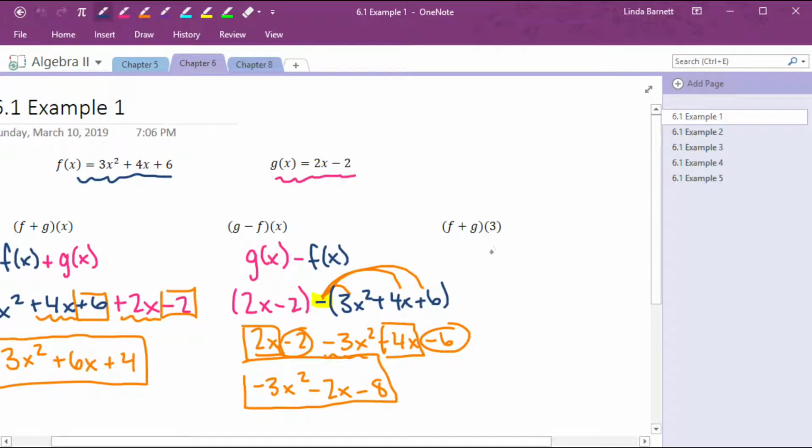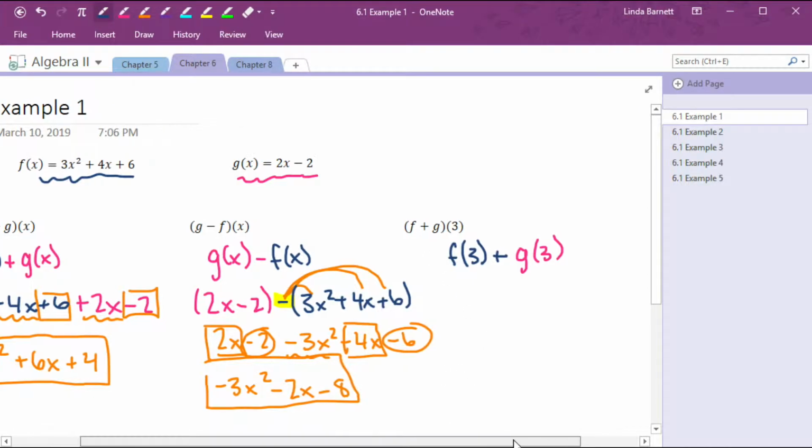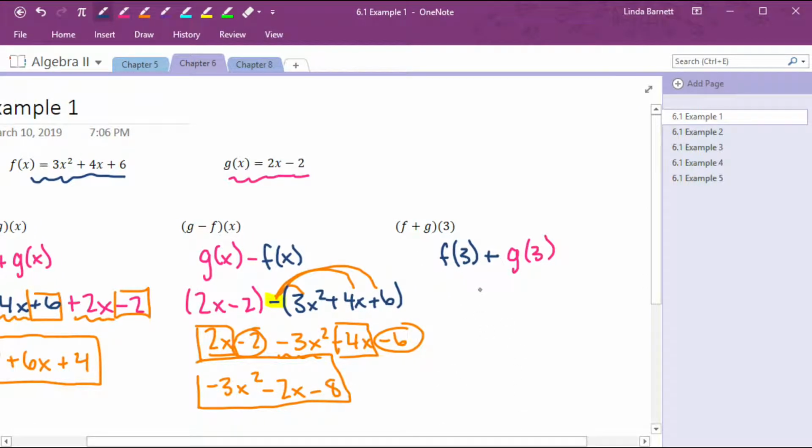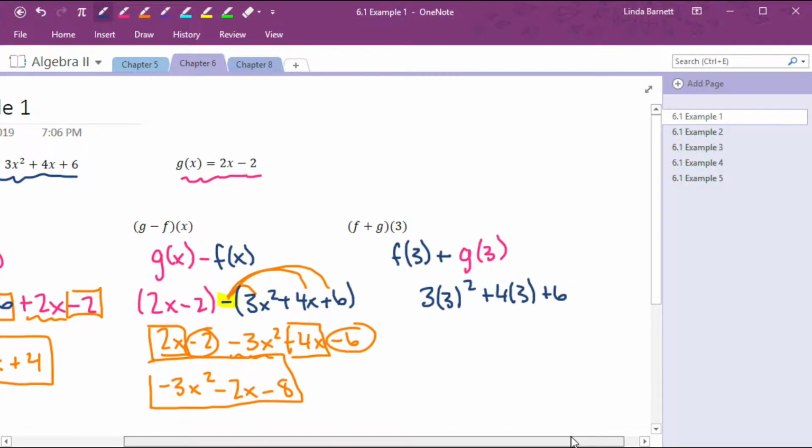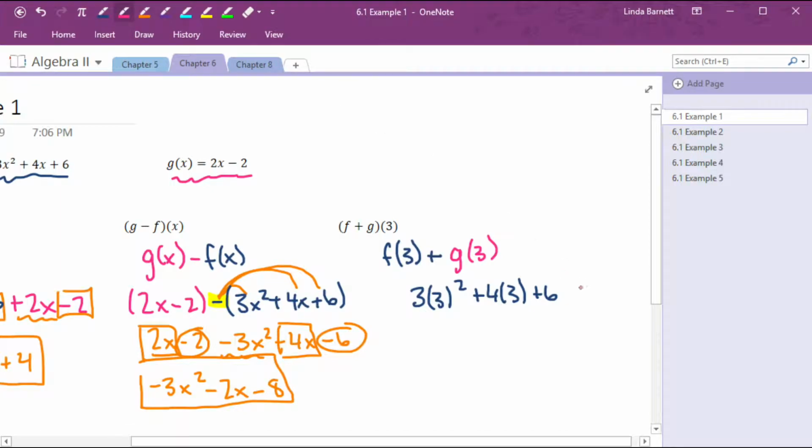And finally, we're going to do f of 3 plus g of 3. So instead of x this time, we're going to plug in 3 into our functions. So the first one is going to be 3 times 3 squared plus 4 times 3 plus 6. And now we're just going to add it to our g function, which is plus 2 times 3 minus 2.